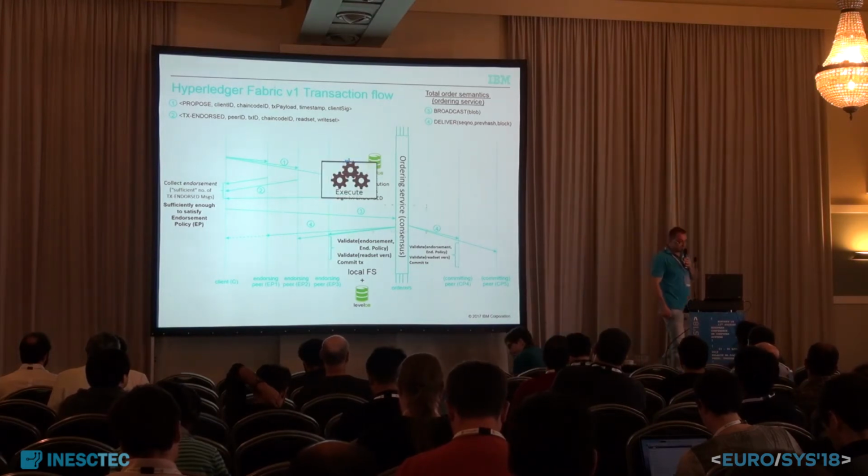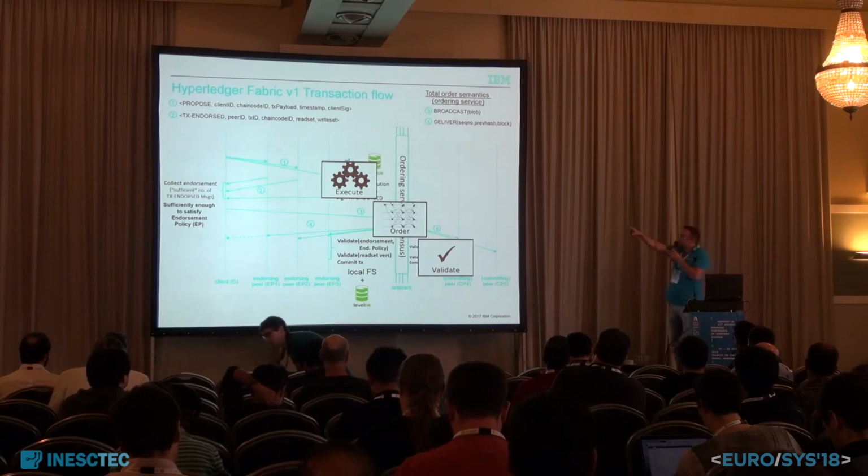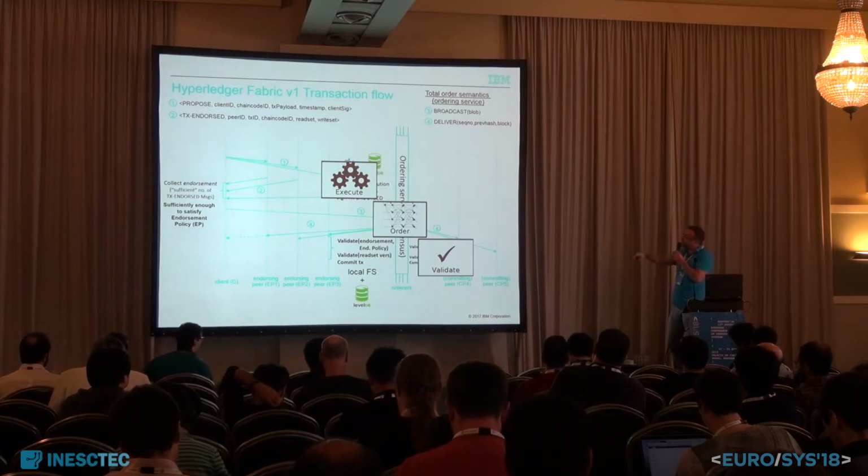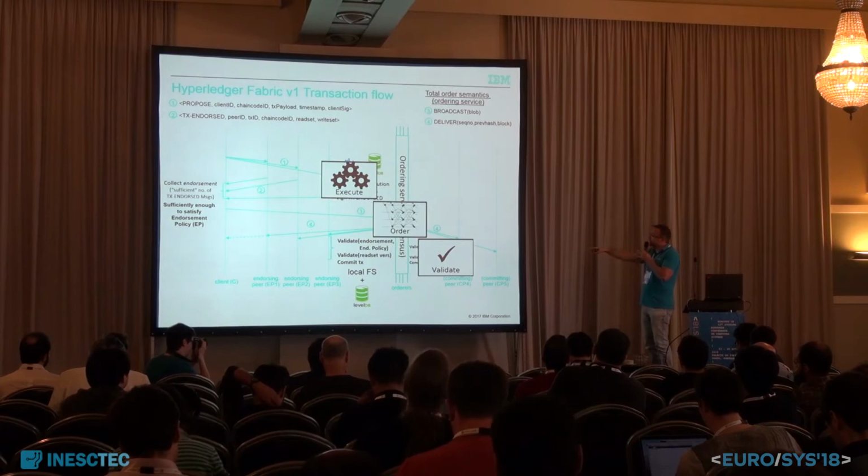Okay. So the first phase is the execution phase. What the ordering service does is the ordering phase, and this is the validation phase.